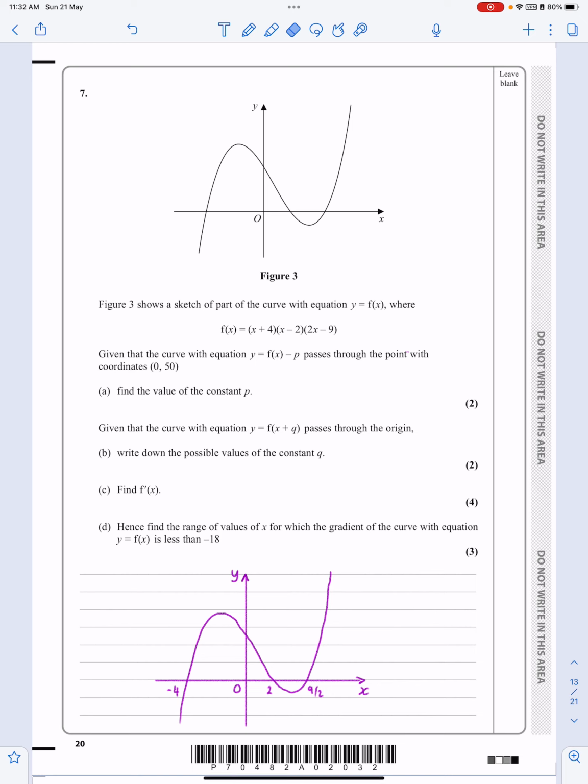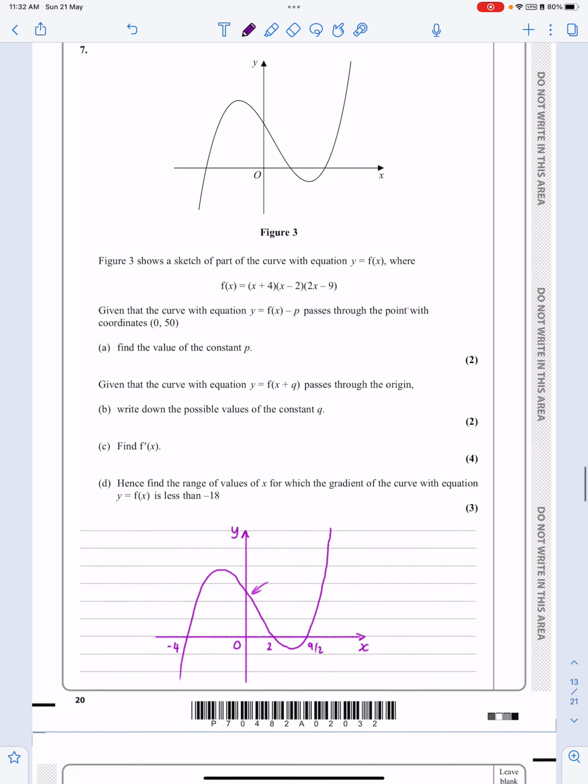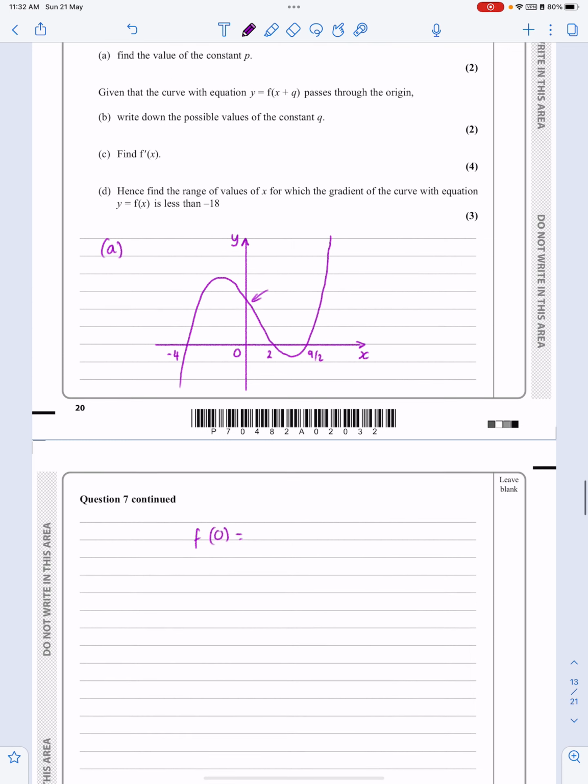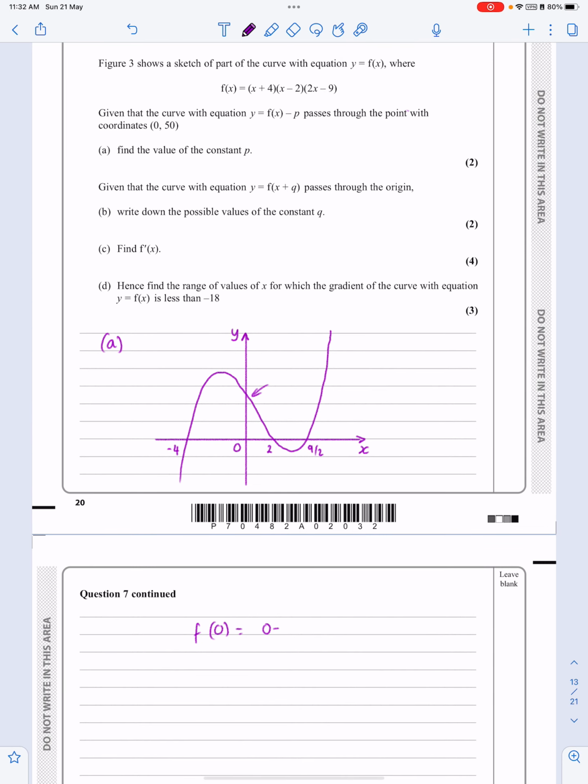The next point that I need to work out, for part A here, is where it intersects with the y-axis. So if I want to work out where it intersects with the y-axis, let's work out what f(0) is. So f(0) is going to be (0 plus 4) times (0 minus 2) times (0 minus 9), and that all works out to be equal to 72. So f(0) is equal to 72 here.